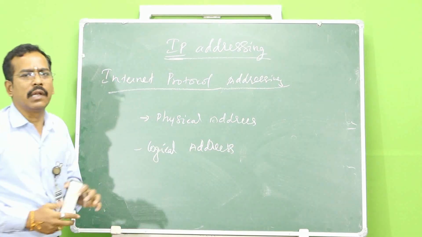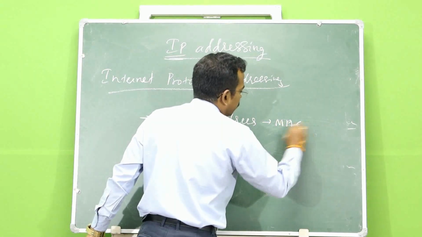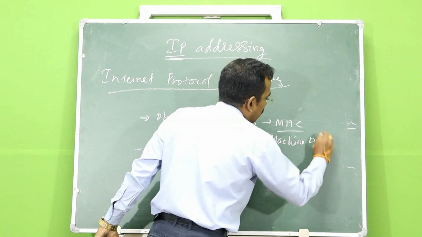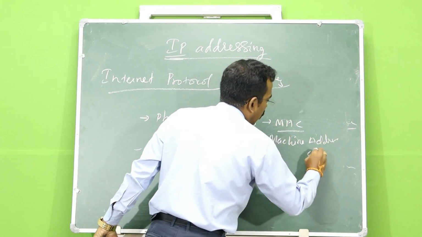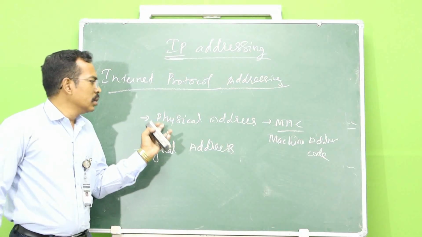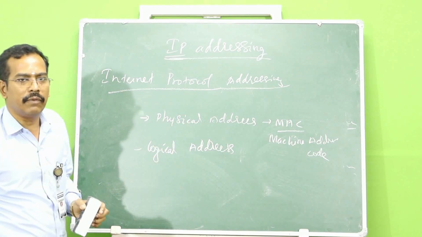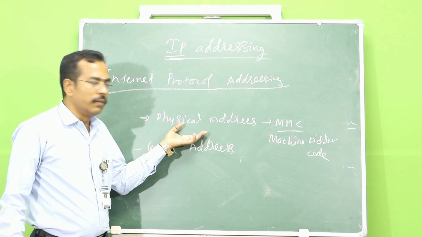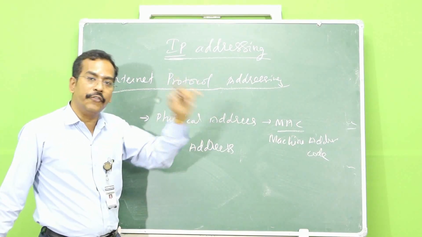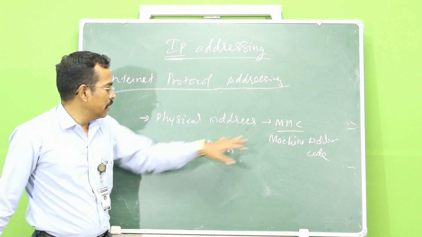What do you mean by physical address? Physical address is nothing but the MAC address, which is called a machine address code. What does this physical address deal with? This physical address will be embedded by the manufacturer itself, in the Ethernet card, the NIC card that we will be using, right? So this is a part of that.